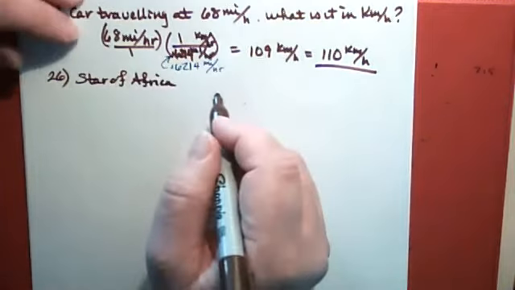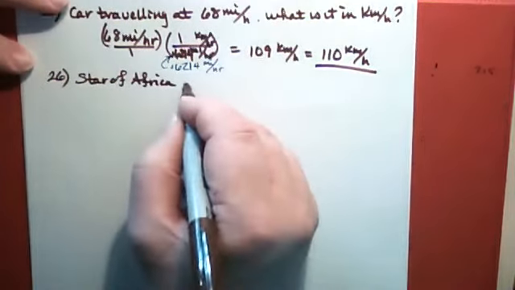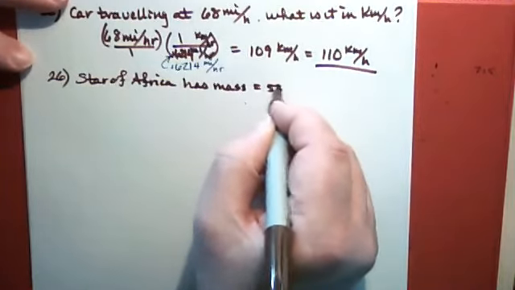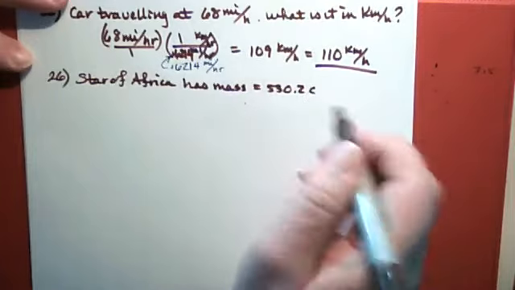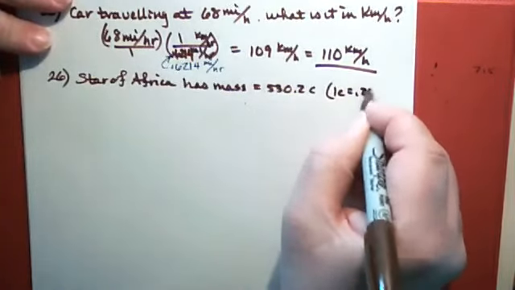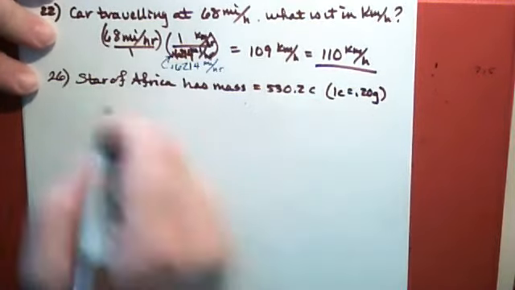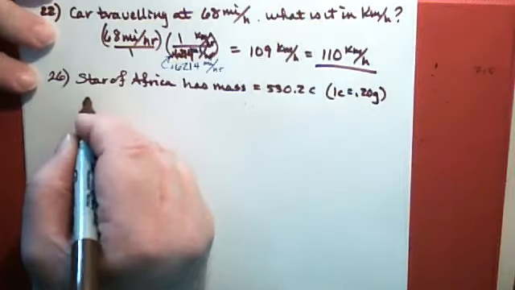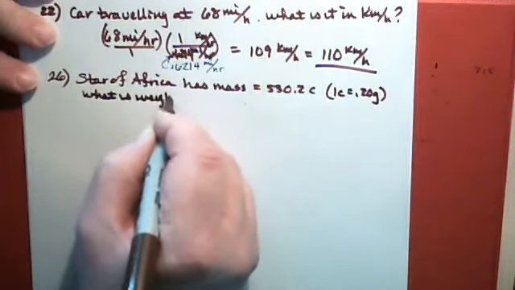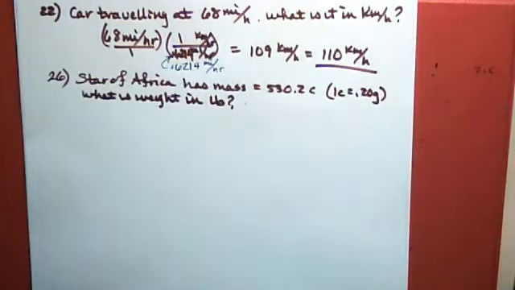It's about a diamond, the Star of Africa, and it has a mass of 530.2 carats, where 1 carat is 0.20 grams. And they want to know, what is the weight of the diamond in pounds?